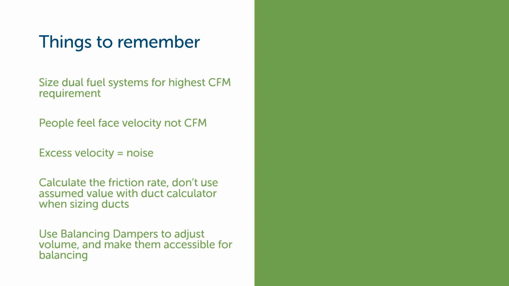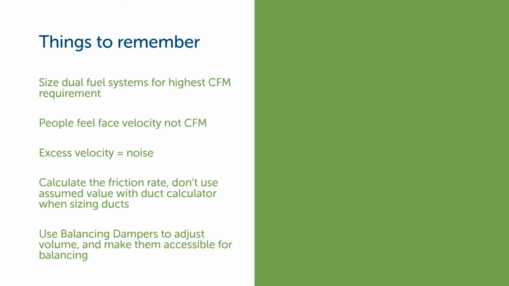Here's a few takeaways from the last section. Let's remember that we want to size dual fuel systems for the highest CFM requirement. Let's also remember that people feel velocity, right? We don't feel CFM coming out, we feel the speed of the air. And too much velocity makes noise, which people don't like.